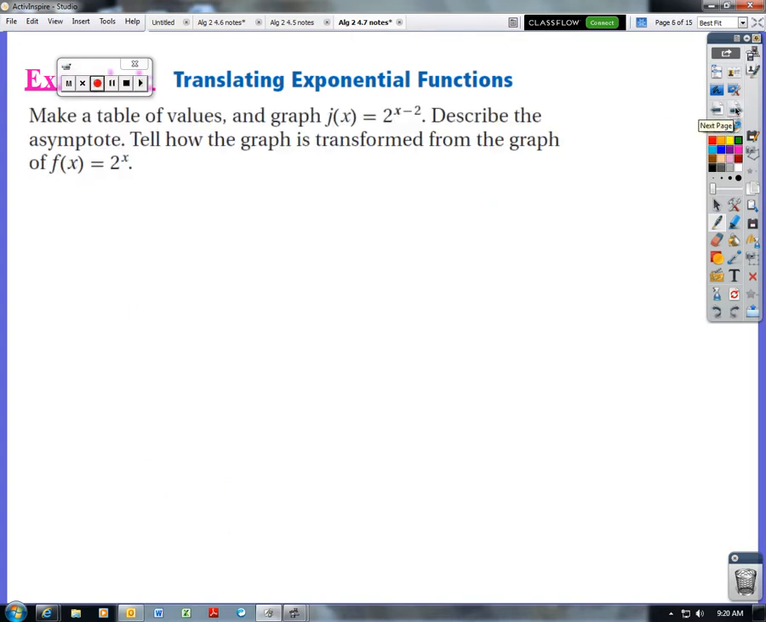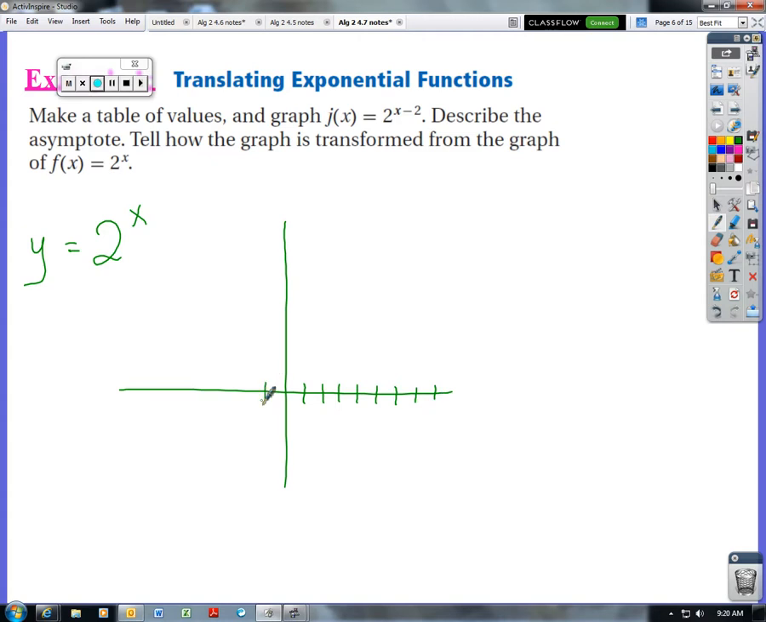And here's one for you to try on your own. And then you can come to the tape, or the video, and I'll be doing it. Make a table of values and graph 2 to the x minus 2. So identify your parent, which is 2 to the x. We just graphed that on the other one, so I'm going to graph it again. Instead of making a new t-chart, I already know what the values are, but you can look back in the t-chart we just made on the previous slide.